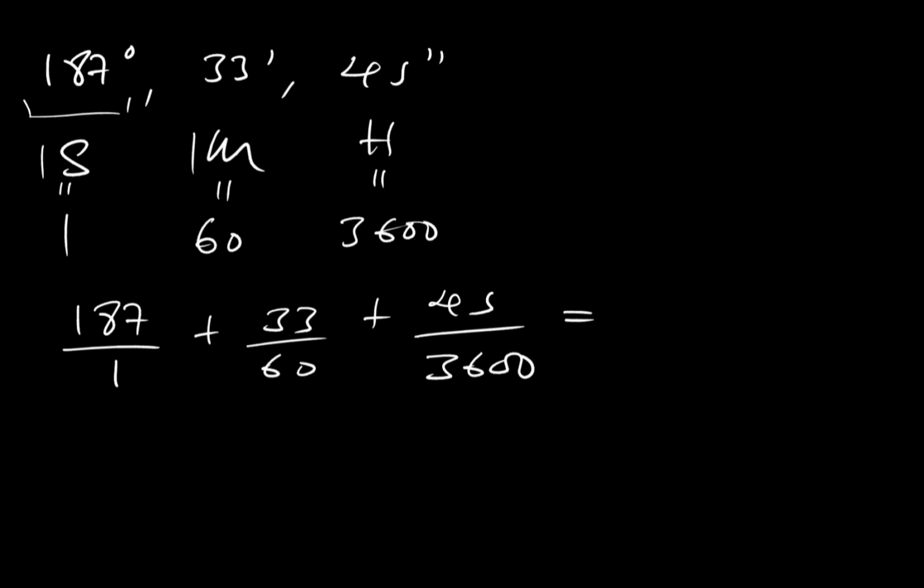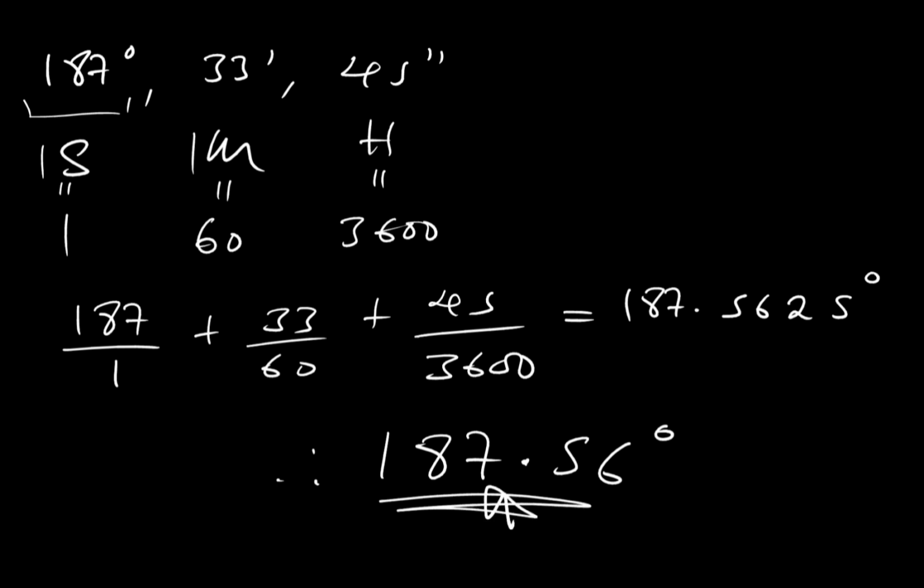And if you sum this up, you will get the same value, which is what we got as 187.5625 degrees. And like I said, in cases where they say round this off to 1/100th of a degree, which simply means 2 decimal places, then the final answer will be 187.56 degrees.